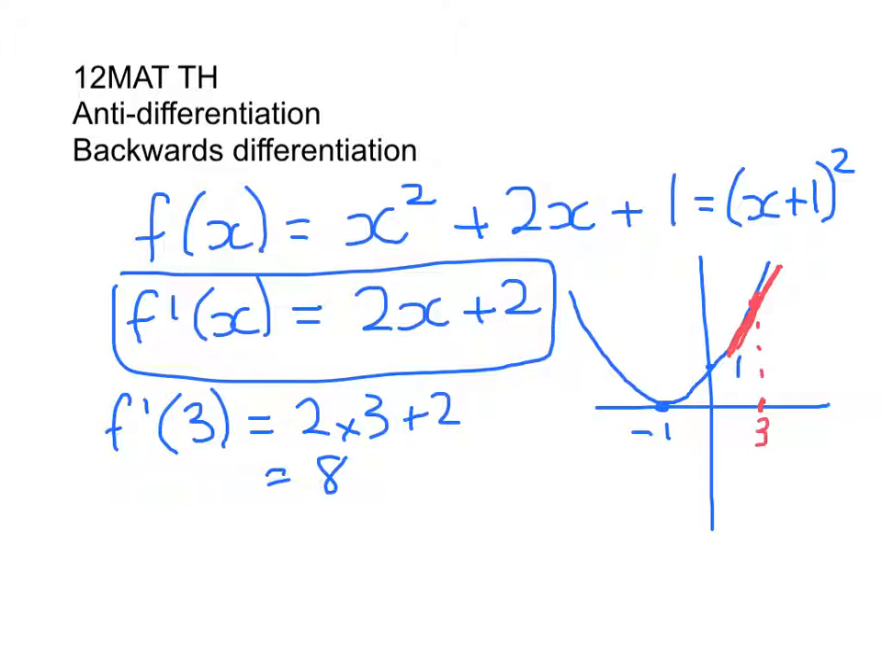I've done other videos on that, and we've got the hang of that pretty well now. So what we're going to do now is learn how we can start with a gradient function, f dash of x, and work backwards to see what function it might have come from. Right, so moving on to the next slide.